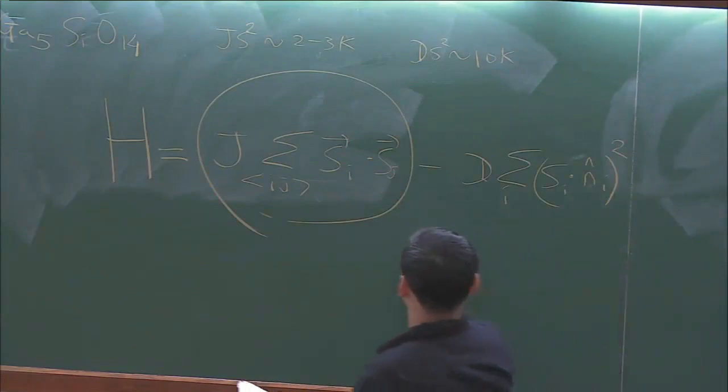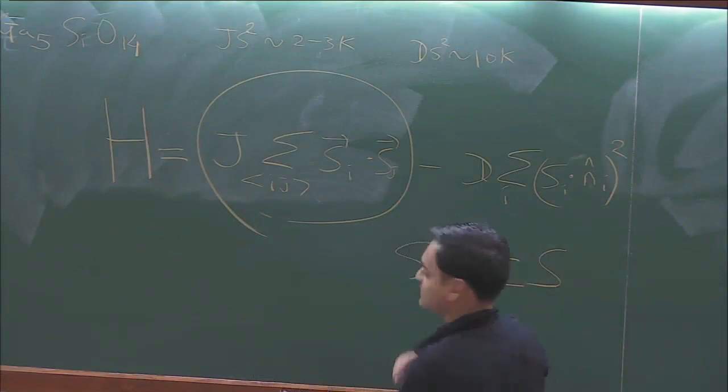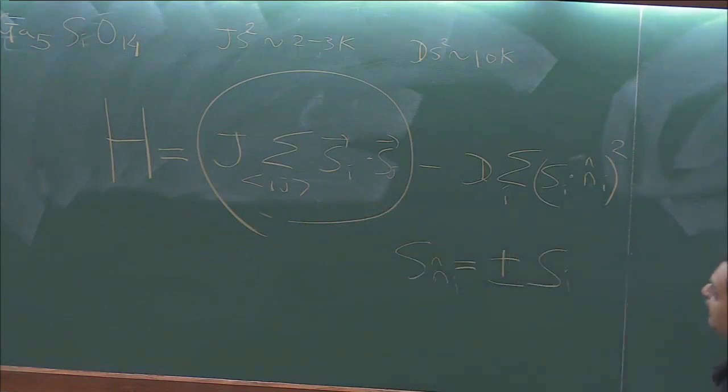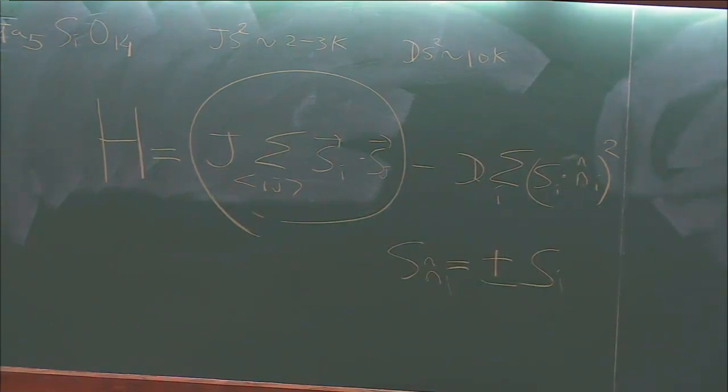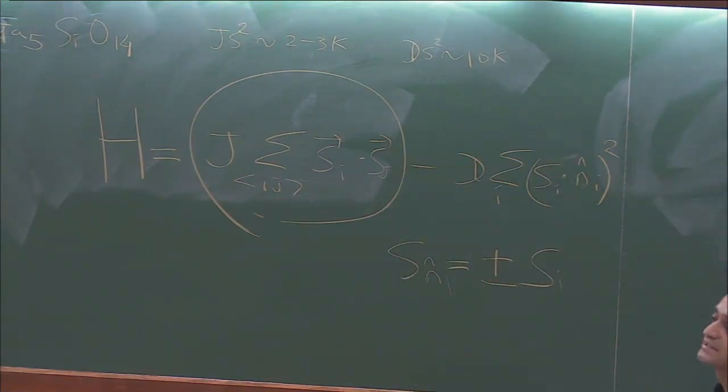So Sn equal to plus minus S would be the states that you project into. And that would be the leading Hamiltonian. Regardless of what quantum mechanics does, the first term you get is just the classical Ising model on this lattice.